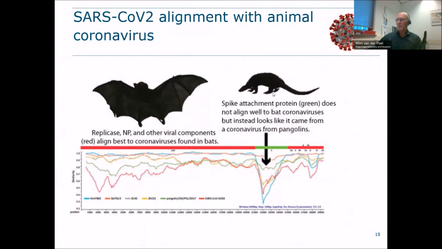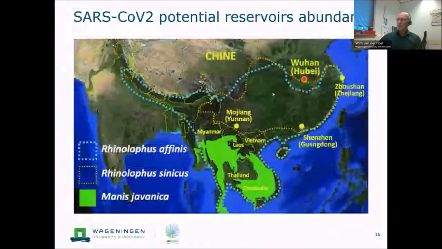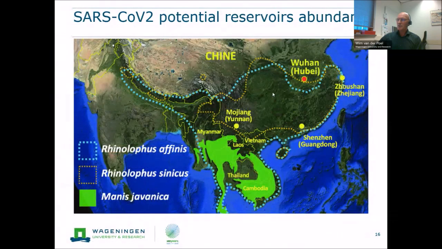After all the discussions, researchers have gone into a lot of research to try to find that intermediate host. And for example, this pangolin could have been one of them, also because the pangolin lives in regions where we also see that Chinese horseshoe bat, and that is shown in this picture. The green colored area is where the pangolins live, and the blue dashed area is the area where the Chinese horseshoe bat lives. So there could have been contact between those species.